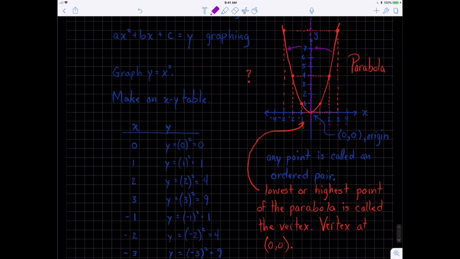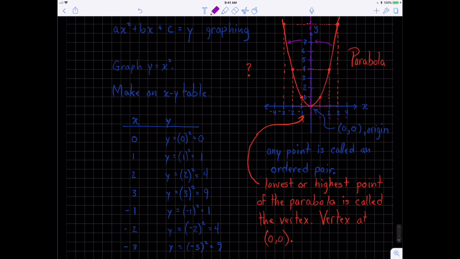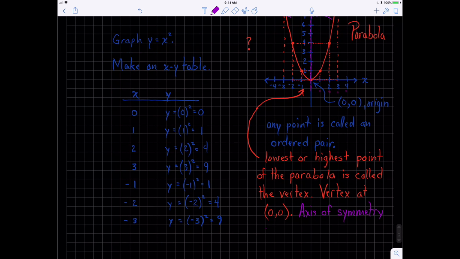And a vertical line has the equation of x equals. So we'll write down here, the axis of symmetry is x equals, and in this case, it's where x equals 0. That's what creates that mirror, splits the parabola exactly in half. And that's the most simple example of how you graph a parabola.